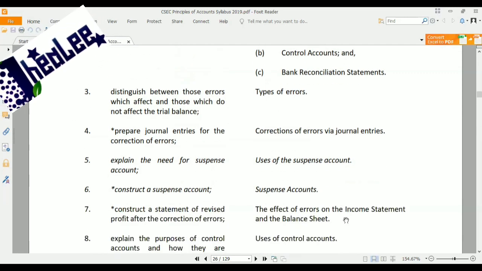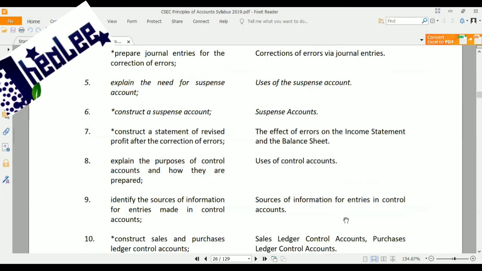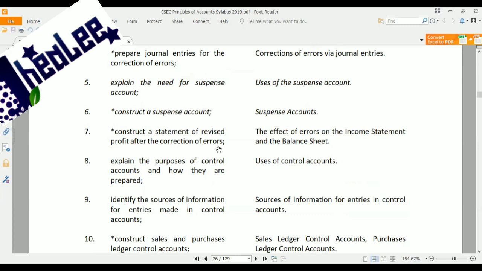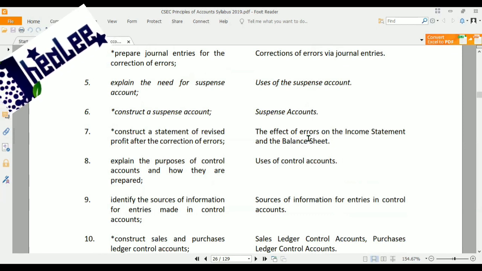Number 6, construct a suspense account. Number 7, construct a statement of revised profit after correction of errors. And people tend to forget to do this. If your teacher leaves this out, you need to ensure that you find a way to understand how to do this.